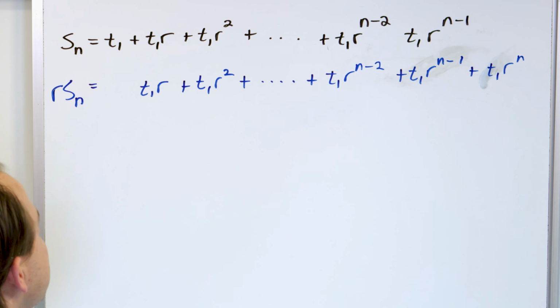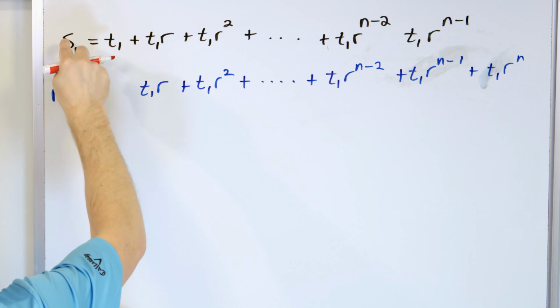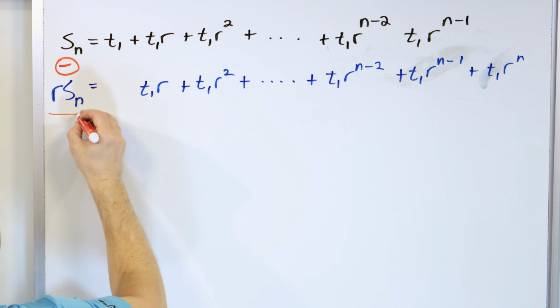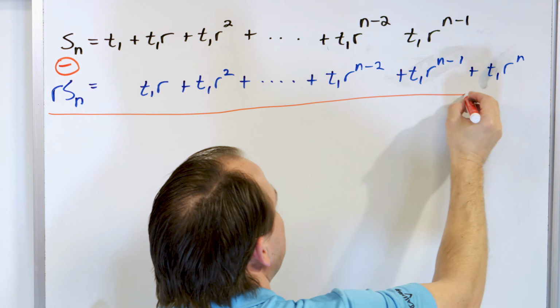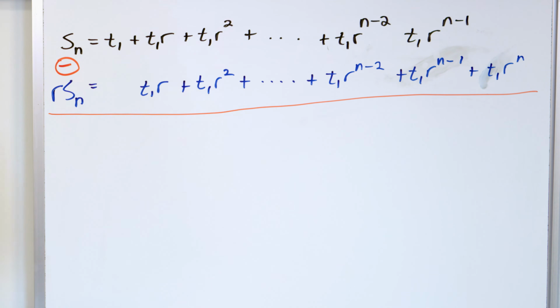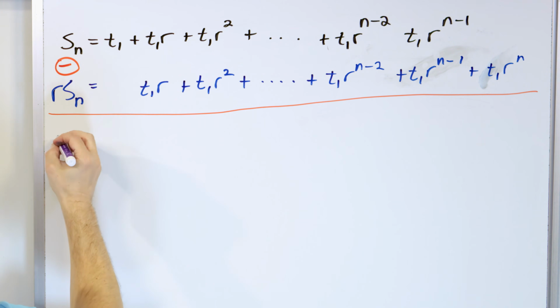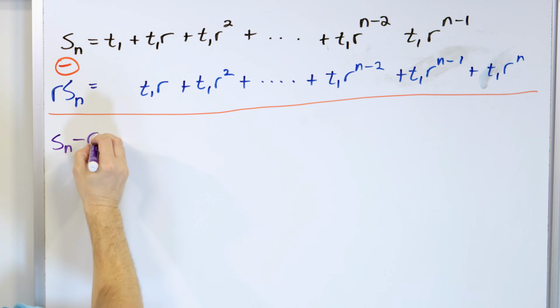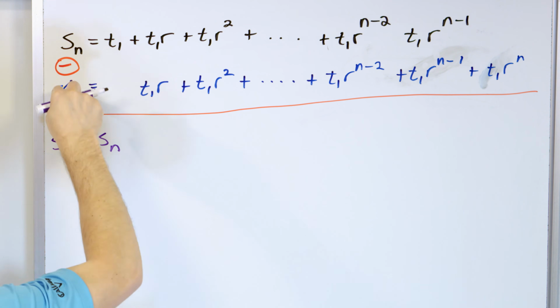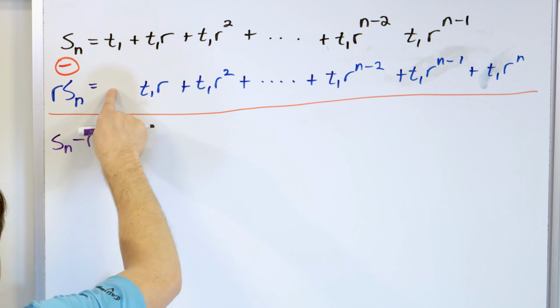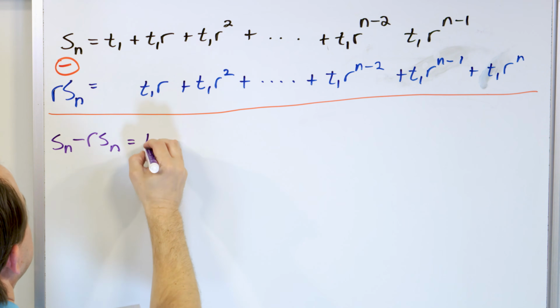So I've done that. Now that I've done that, what do I want to do? I'm going to take this equation and I'm going to subtract it from the one right underneath. I'm going to do a subtraction. Remember, when we solve systems of equations, we can add them or subtract them. That's fine. Okay, so what am I going to get? S_n minus this is just going to be S_n minus rS_n. Just this term minus this term. No magic here. What's this going to be? t1 minus 0 is going to give me t1.